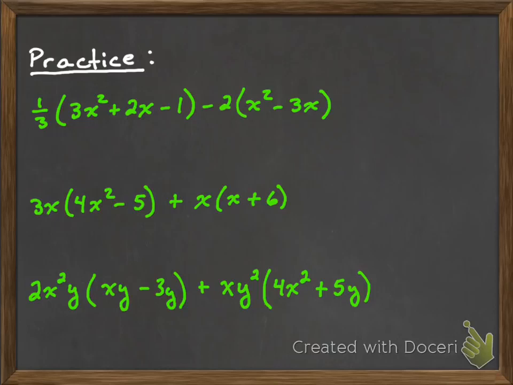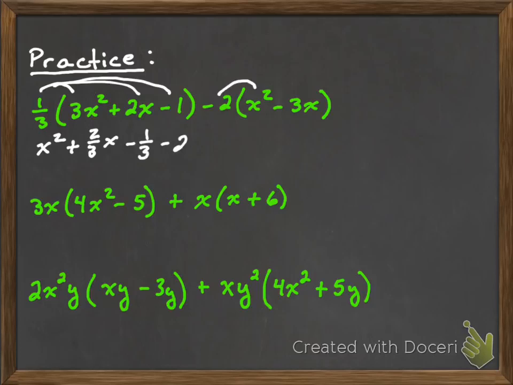All right, so distributing a 1/3 to each term here, 3 times a third is going to give us 1x squared plus 2/3 x minus 1/3. And then distributing a -2, this will be minus 2x squared plus 6x.